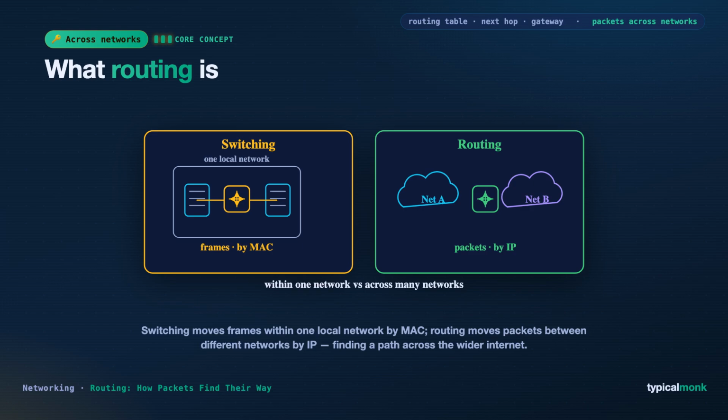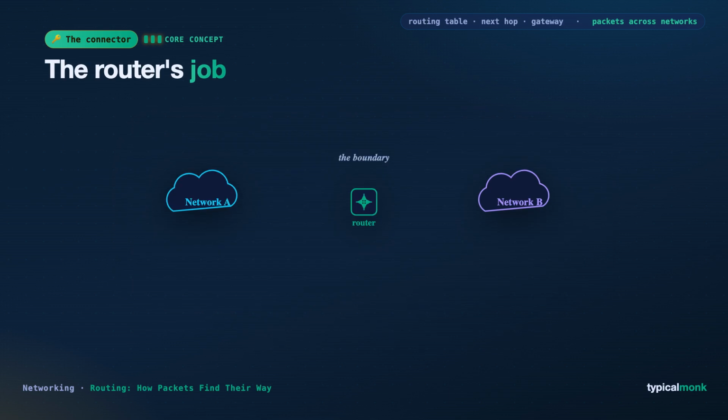So the takeaway, switching moves frames within one local network by MAC address, while routing moves packets between different networks by IP address. Switching is local delivery within a LAN, and routing is finding a path across networks, taking over the moment data must leave its own network. At the center of routing is the router, so let us be precise about what it actually does.